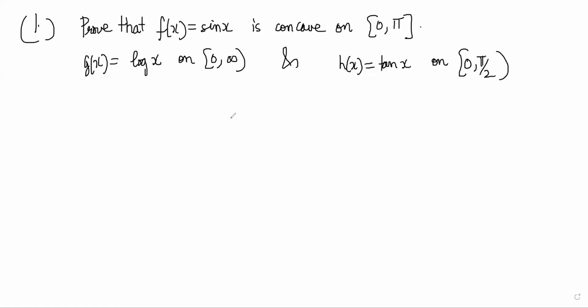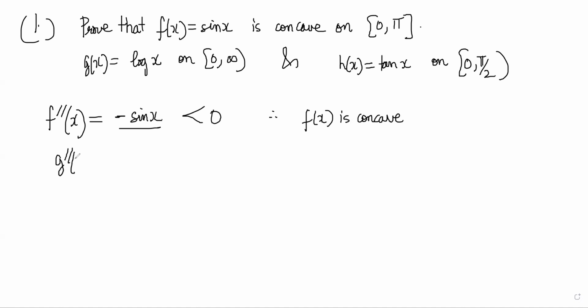So we'll apply the theorem that we learned. So the theorem is we check the double derivative of these functions, right? So the double derivative f double dash x will be equal to the derivative of cos x. So that is minus sin x. And this is clearly less than 0, right? On 0 to pi. So therefore, f of x is concave.